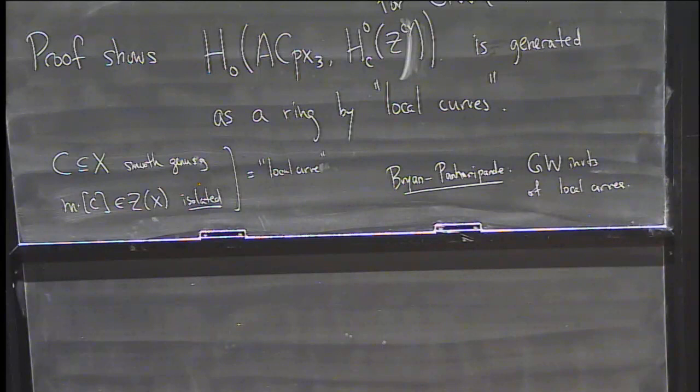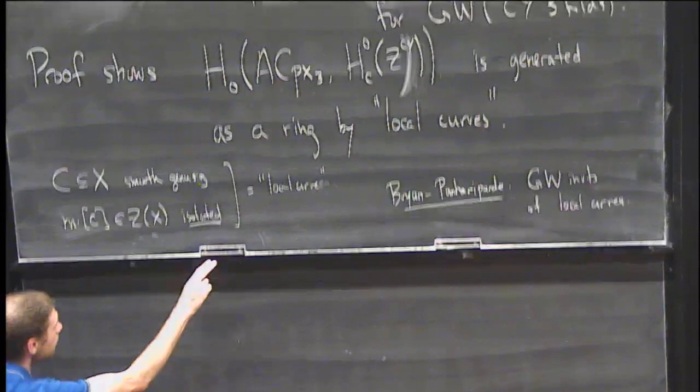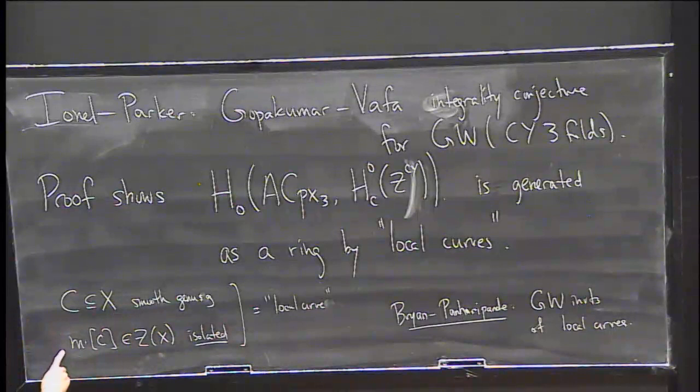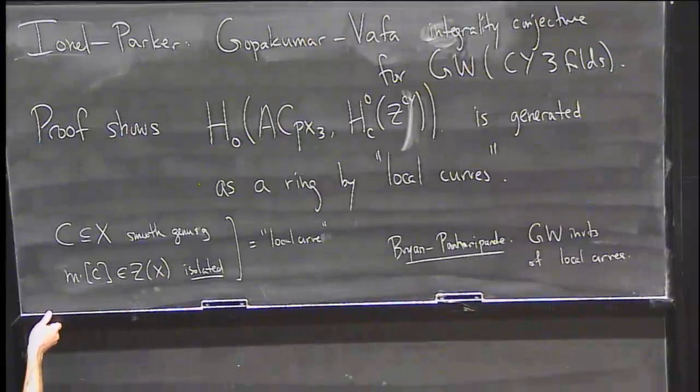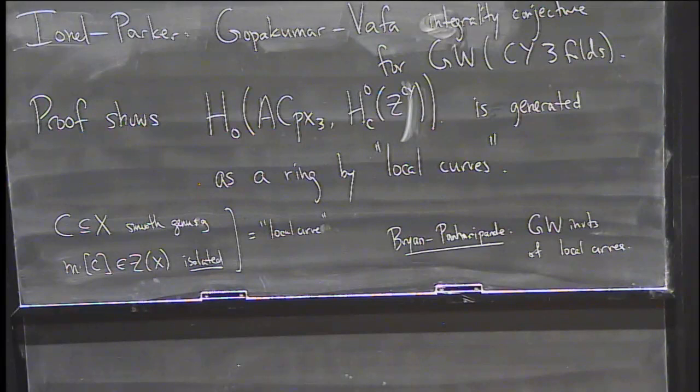So there's a complication. This would be the definition of a local curve, except often this just never happens. A curve with high multiplicity is isolated. It almost always deforms off, and so you need a better way to define it. So what do you mean by the enumerative theory of a local curve if this isn't an isolated point?